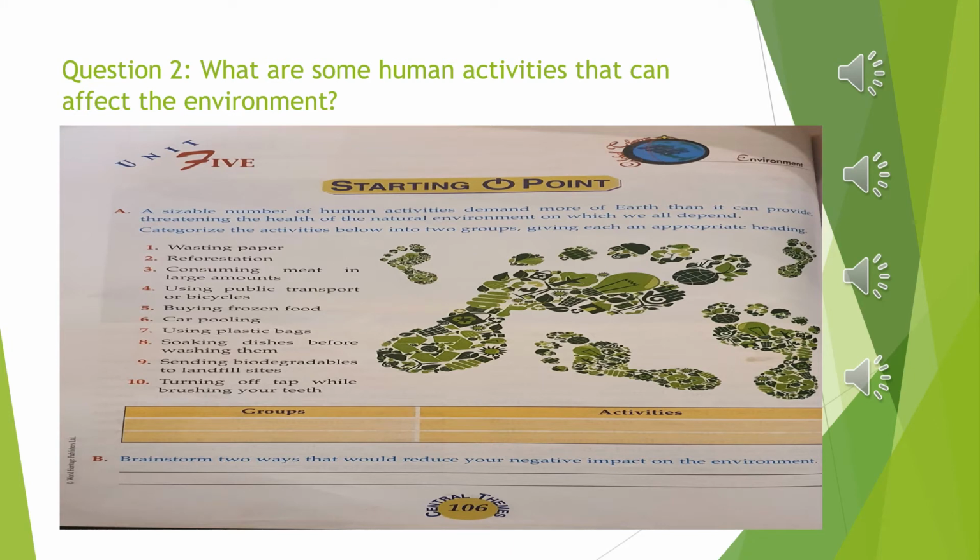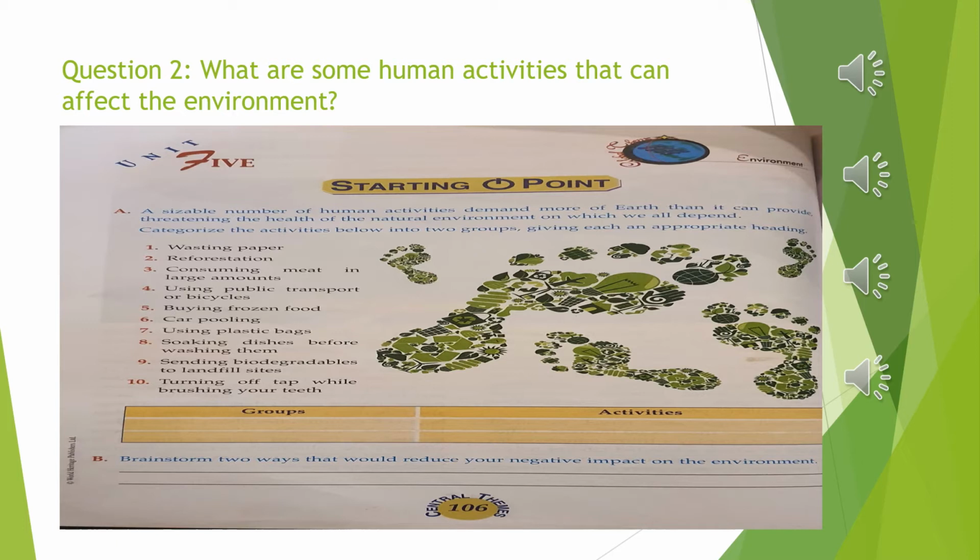We will continue activating our background knowledge by looking at question number 2. What are some human activities that can affect the environment? In order to answer this question, you have to refer to your course book on page 106. So kindly open your course books on page 106 to tackle activities A and B. So let's start working. Activity A.